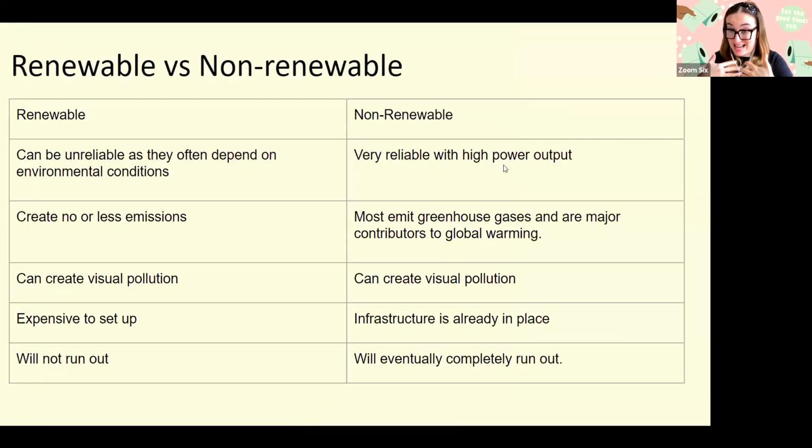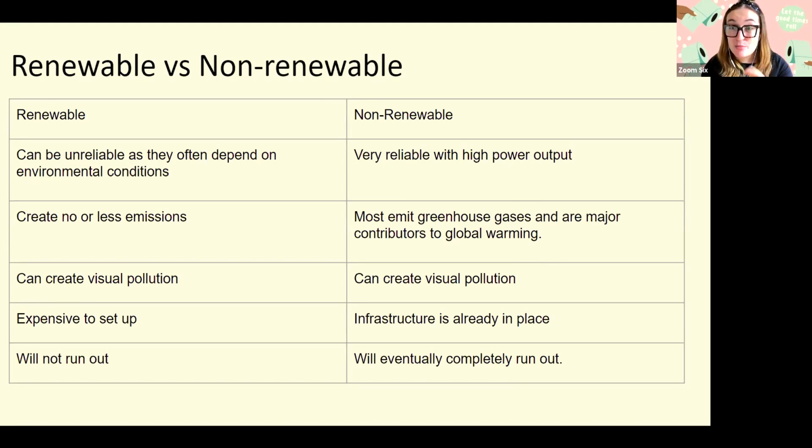So let's summarize ourselves now about the pros and cons of renewable and non-renewable resources. So renewable. They can be unreliable as they often depend on environmental conditions. And also, some produce lots of power, some produce less. Non-renewable, on the other hand, is very reliable and it produces lots of power.